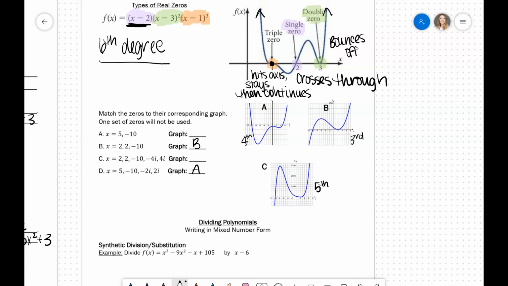But again, there's some kind of weird curve happening here, and the reason for that weird curve is probably because they're imaginary solutions. So I still have 5 zeros, however, these two aren't seen as x-intercepts. That means these were not used.